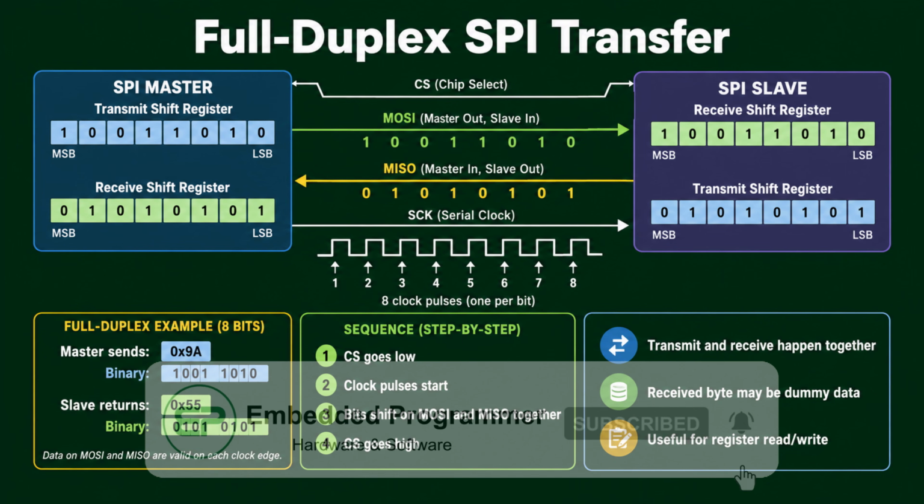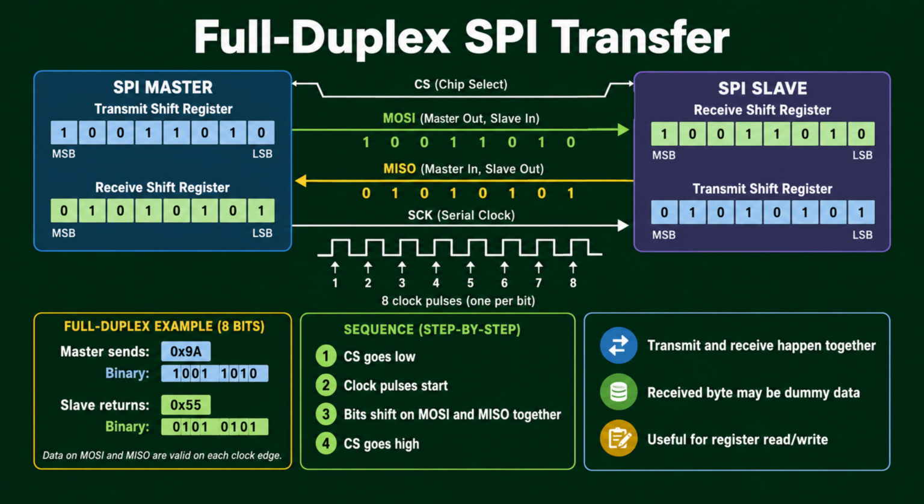This means the master and slave can transmit data at the same time. Inside both devices, SPI normally uses transmit and receive shift registers. During each clock pulse, the master shifts 1 bit onto MOSI, while the slave shifts 1 bit onto MISO. At the same moment, both devices sample the incoming bit. After 8 clock pulses, the master has transmitted 1 complete byte and also received 1 complete byte.